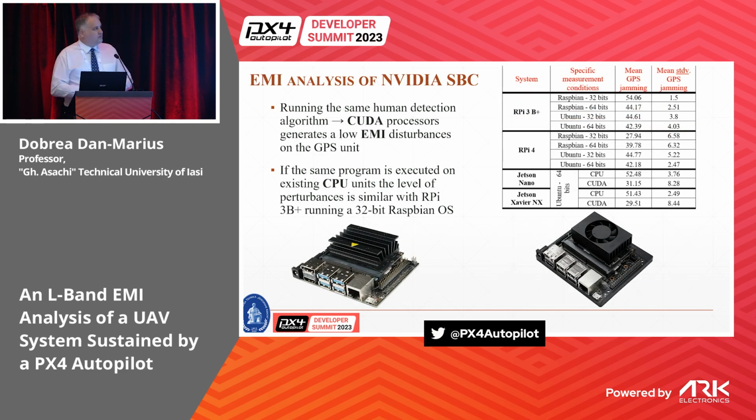When you go to the NVIDIA development boards, you'll see that if we run the same program on the CUDA cores, you'll get fewer perturbations, around a value of 29, 31. In the case when you run the same program on the ARM core, the value is similar to the Raspberry Pi 3 development board. The values are around 50.